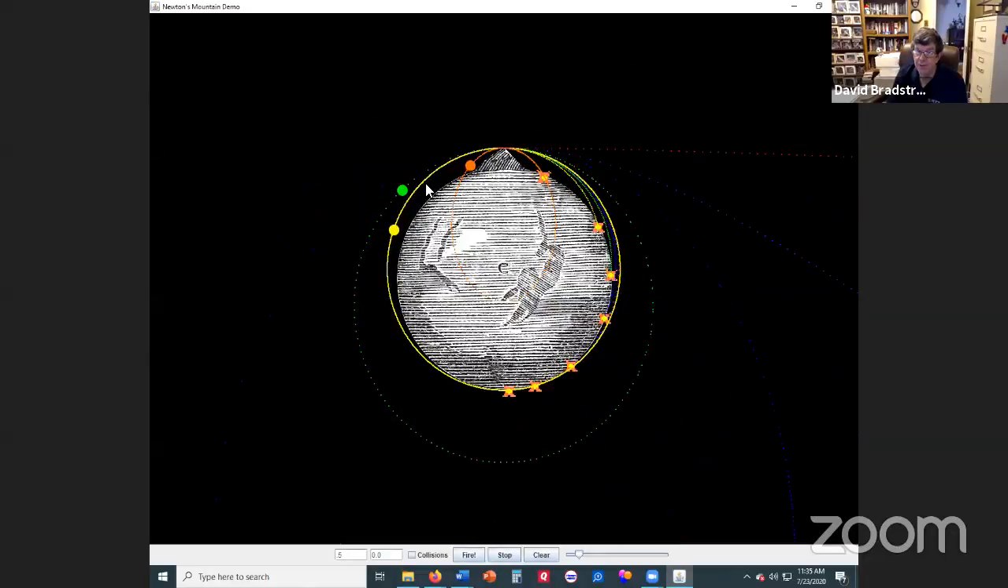So that's Newton's mountain. I find that when my students finally understand orbits as a falling body, and this is how Newton tried to explain it in the late 1600s, early 1700s. So if it's good enough for Newton, it's good enough for us.